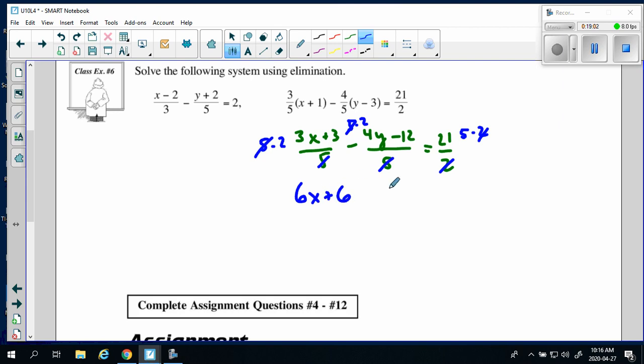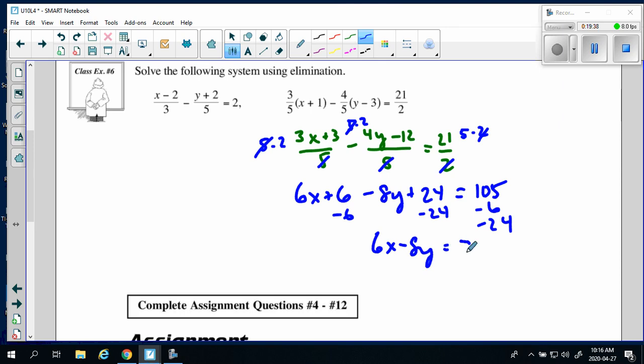6x plus 6 minus, I guess I can apply that, minus 8y plus 24, if I apply that negative with it. And then 21 times 5 is 105. So you can clean this up. You can move all the constants over to the other side. So minus 6 minus 24, minus 6 minus 24. So 105 minus 6 minus 24 is 75. So I have 6x minus 8y is equal to 75.